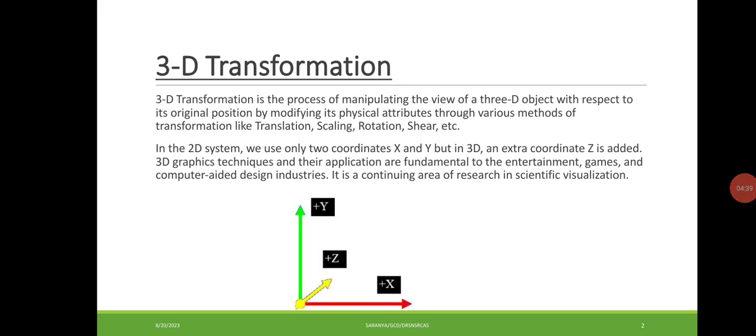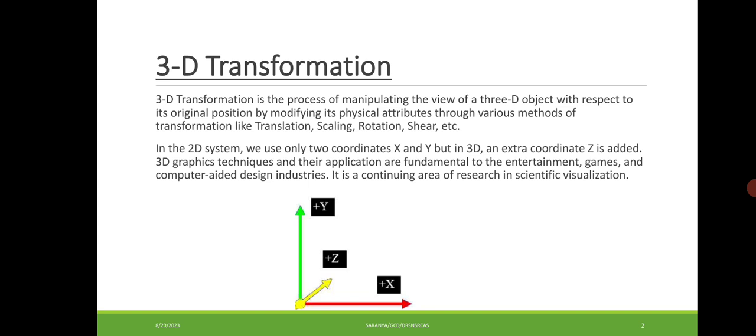I already told you that 3D transformation contains four types. The first one is translation, then scaling, rotation and shear. We already saw those four types of transformation. Now we can see them in the diagram.